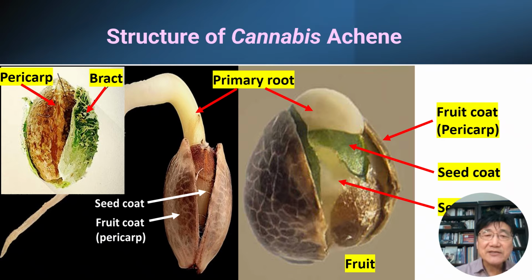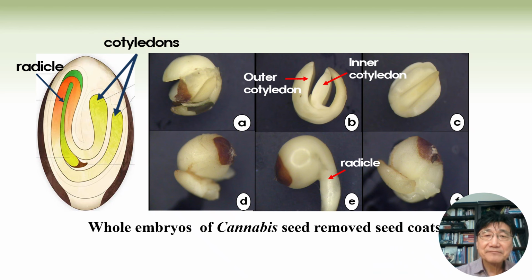The seed is enveloped in its own coats. Its inner coat is the seed coat, the testa, and the outer envelope is the pericarp. The achene consists of a single seed that is attached to the wall of the ovary at its base. Thus, the husk or pericarp is relatively easily separated from the seed. Cannabis embryos of seeds have two cotyledons and their shape is U-shaped, as shown in B of this slide.